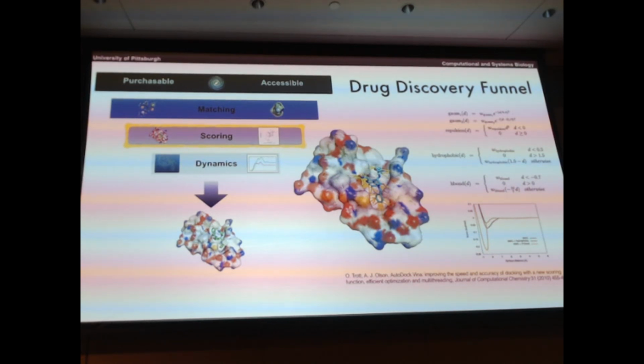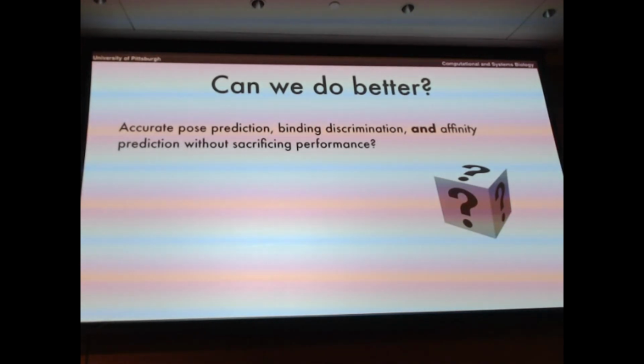However, in actuality, I'm not going to talk about dynamics at all. We usually just stop right here because this is what we're interested in, is the scoring and evaluating the scoring. So we don't do a post-filter of FEP. And the question is, with the scoring, can we do better? And like across the board, predicting poses and virtual screening and affinity prediction.